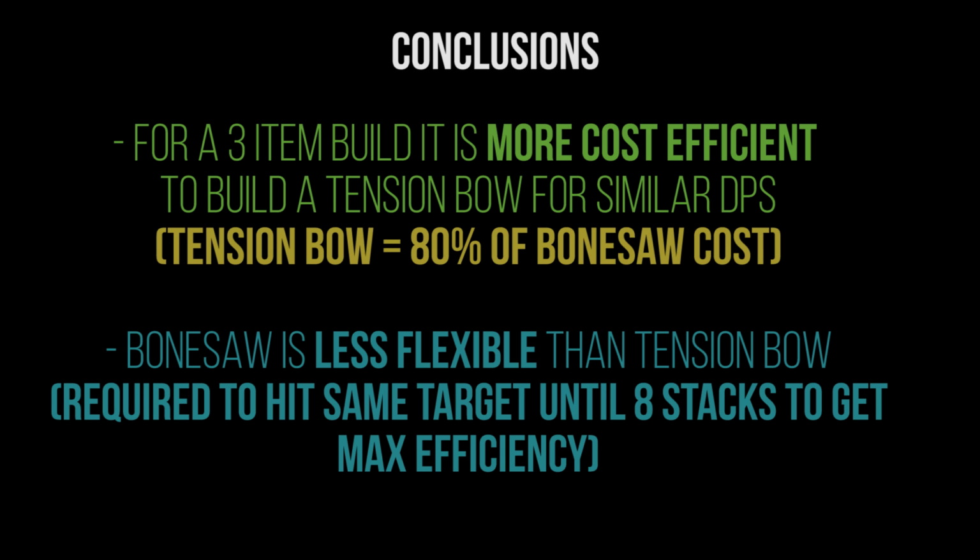To get the maximum efficiency over 6 seconds with that build, that gets you all 8 stacks of the Bonesaw, you have to be hitting the same target for at least 8 basic attacks in a row. And that can be very difficult in a teamfight situation to achieve. So Tension Bow is more flexible, especially as you're dipping and diving out of a fight. You might have points in the fight where you're not actually attacking at all and you're repositioning. And that's where Tension Bow refreshes and becomes more useful. So Bonesaw is very limited in what it can do because it's quite constraining as an item to get the efficiency out of it.